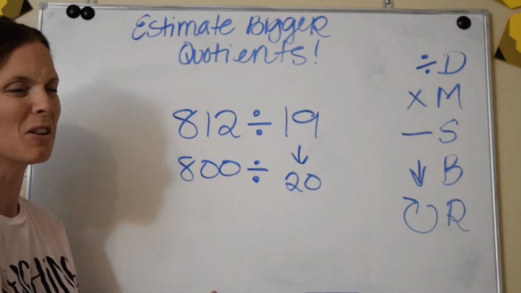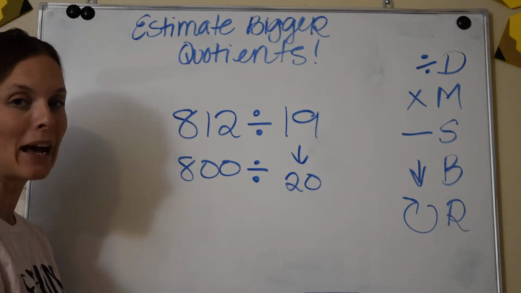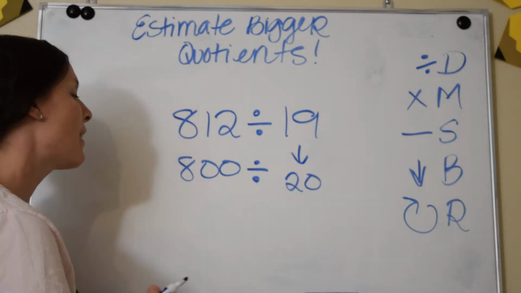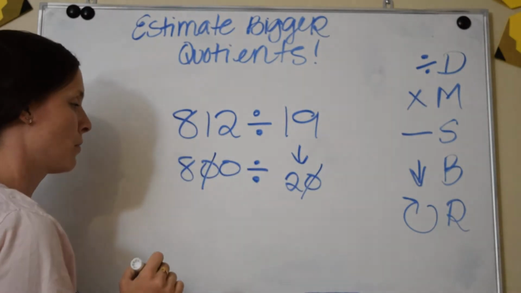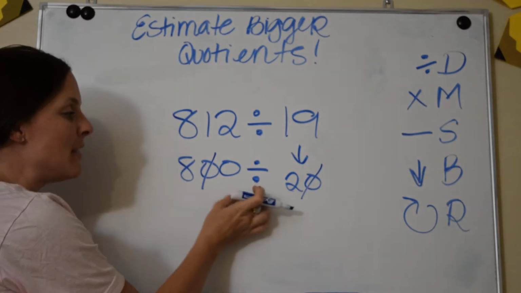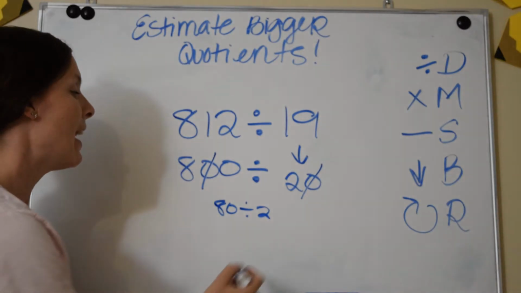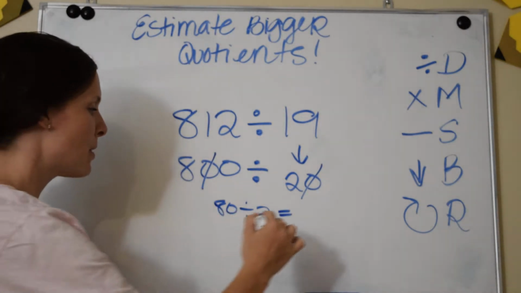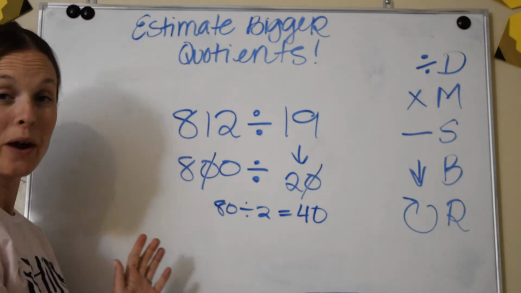And now look how much nicer that is. Oh, that's easy. So remember your patterns with zeros. If you have zeros on both sides, they cancel each other out. Now what am I left with? I'm left with 80 divided by 2. So I'm just going to rewrite it so it's easier for me to see. 80 divided by 2, that's way much easier. The answer is 40. So that's all you have to do.